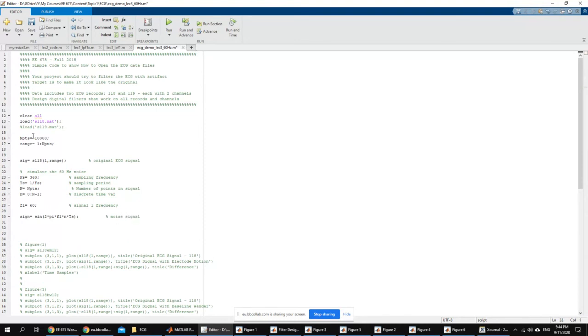Okay, so the mixture, let's call it sigX, will be equal to sig, the original signal, plus sigN. Okay, this is the mixture. This is the noisy signal.